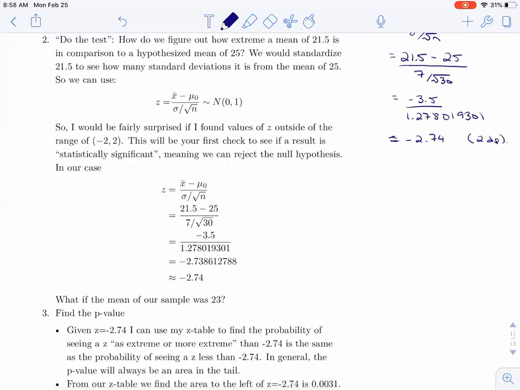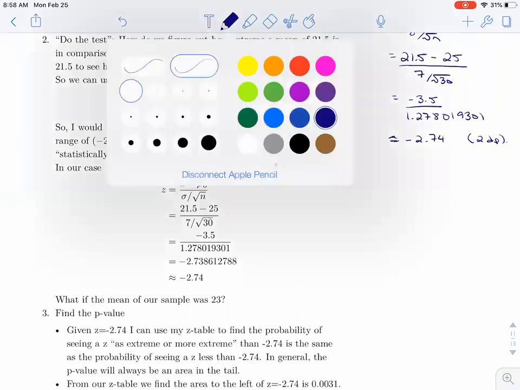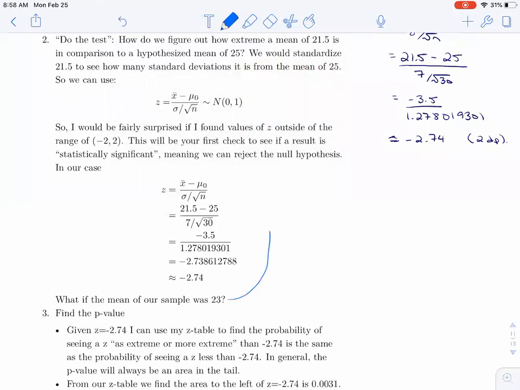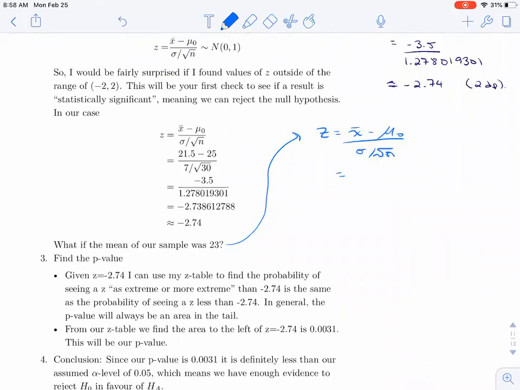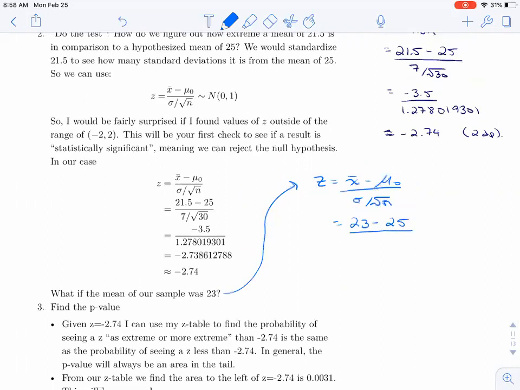Oh, I have a little side note here. What if the mean of our sample was 23? Just to get an idea of how these things move around. So a different color here. Z is x bar minus mu naught. Just for a second. And also because I can't remember if it changed or not. 23, well, it changed, but 23 minus 25 over 7 over the square root of 30.